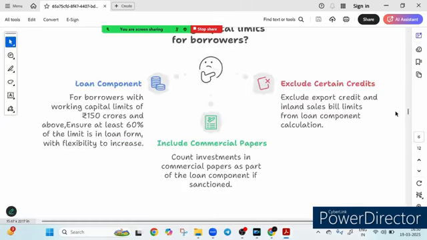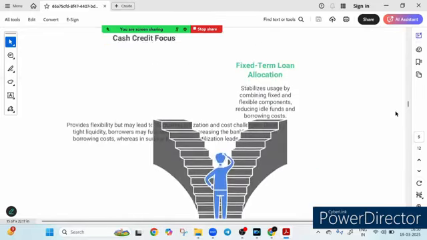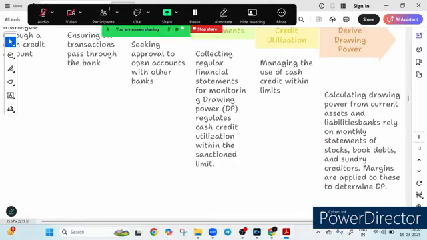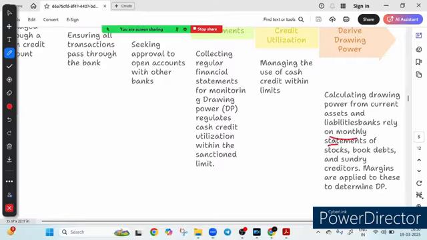Let me come back to this particular point where I told you that we will discuss it later. Here you can see calculating drawing power from current asset and liability, on the monthly statement of the stock, book debt and sundry creditor. And I have just now shown how to apply this creditor. First of all, we subtracted the creditor amount from the stock statement, because that is the paid amount, and on the paid amount we apply the margin. Similarly, on book debt we apply the margin, and then we calculated this particular DP.